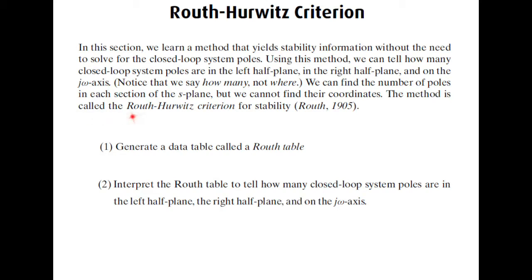This method is called the Routh-Hurwitz criteria for stability, and it was developed by Routh in 1905. The method requires two steps: generate a data table called the Routh table, and then interpret the Routh table to tell how many closed loop system poles are in the left half plane, the right half plane, and on the jw axis.